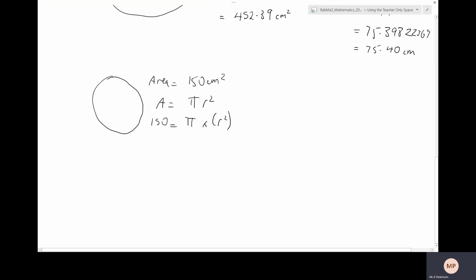So now I need to go backwards. It's like solving an equation. I need to get rid of pi. It's currently times in, so I need to divide. So I need to do 150 divided by pi. Now 150 divided by pi is 47.74648299, and that's equal to r squared.